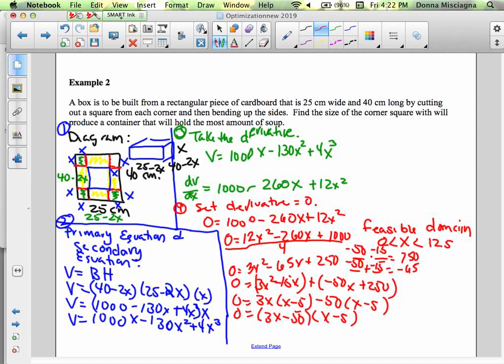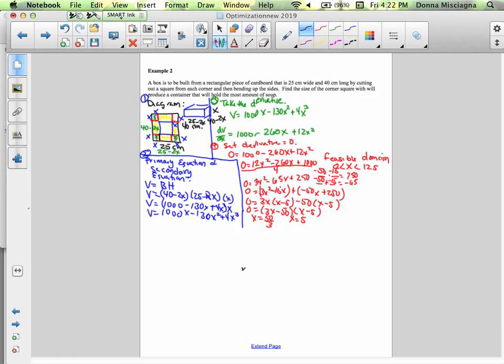So this one would be x equals 50 thirds. I'm kind of running out of space here, right? So you'd have 3x minus 50 equals 0, 3x equals 50, x equals 50 thirds, and x equals 5. Right? So they're both positive numbers. But 50 thirds is greater than 12.5. You would have cut off more than half the sheet of paper. How do you cut off more than half a sheet of paper twice? It just wouldn't be possible. So this one here is not in the feasible domain.